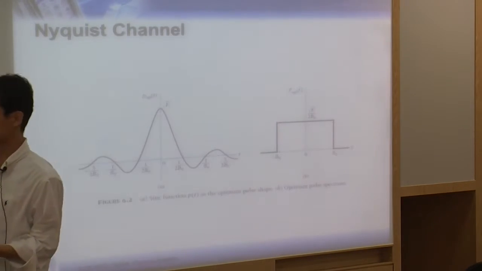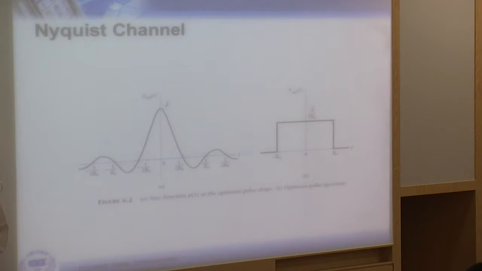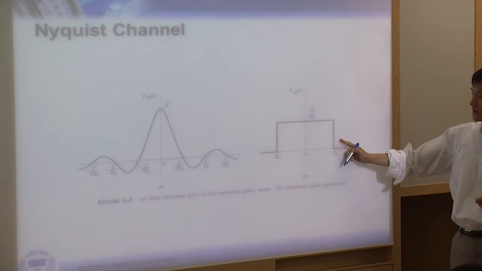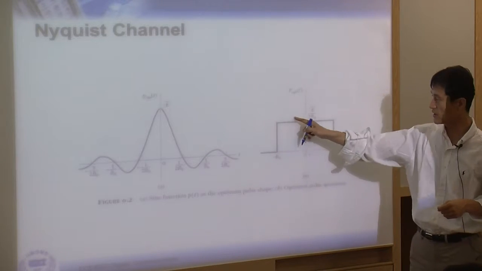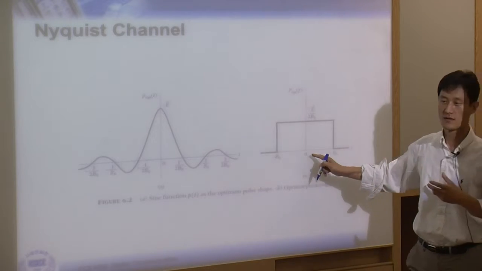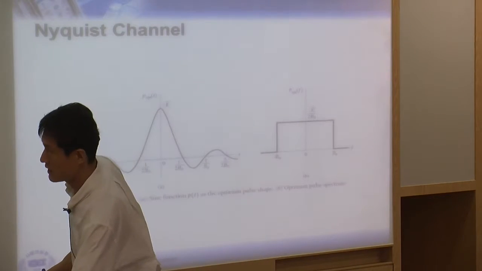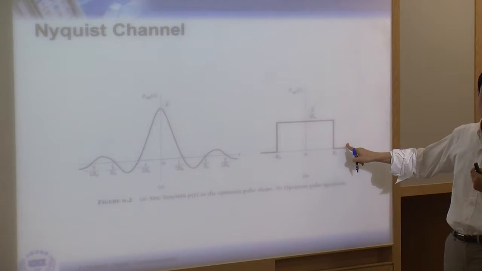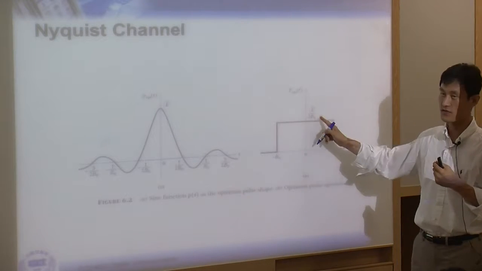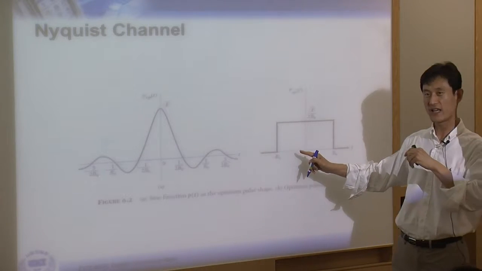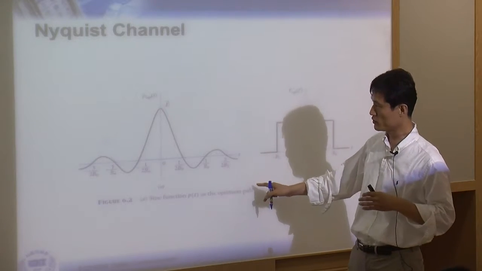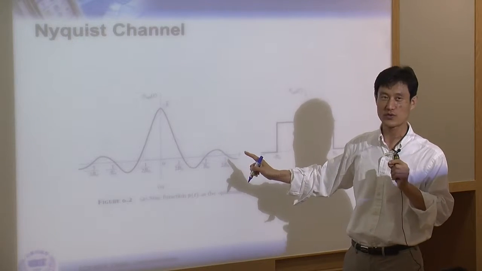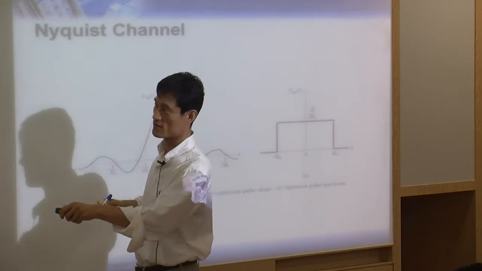Again, what we want is this. We want to get this. So this is a Nyquist channel. Look at the frequency domain first. In frequency domain, we have this rectangular frequency response. We take an IFFT, inverse Fourier transform, to go back to time domain. Now we have this sinc function, and we don't want the sinc function. We want to get this.